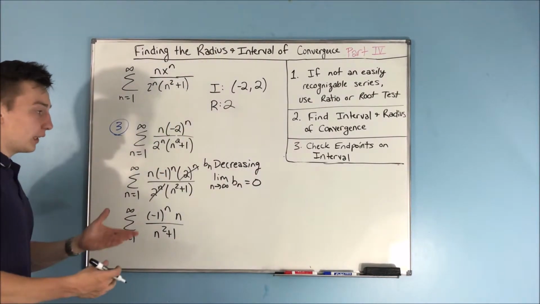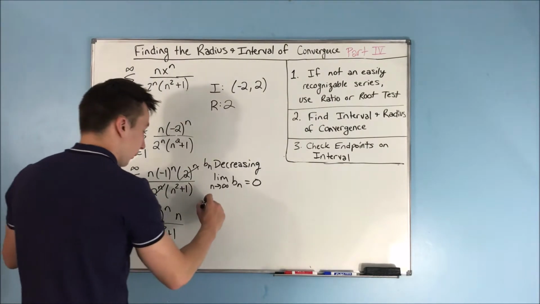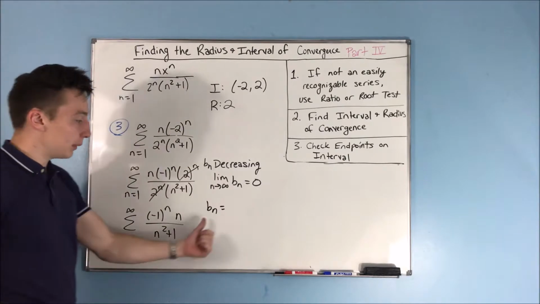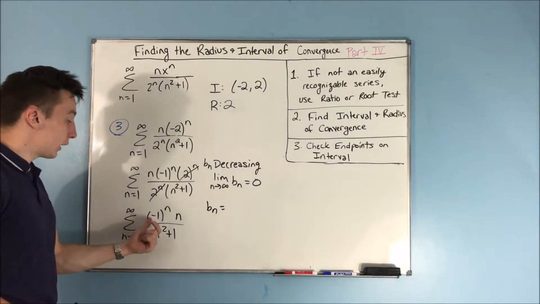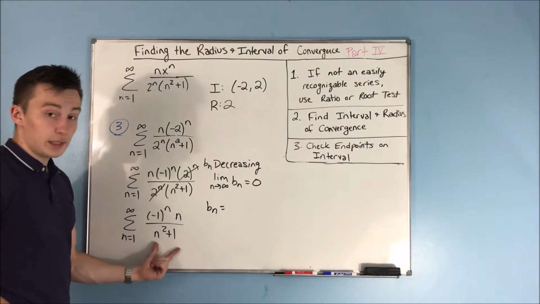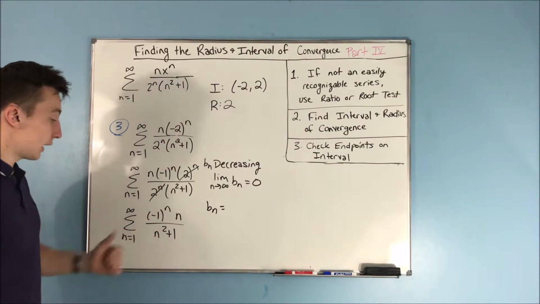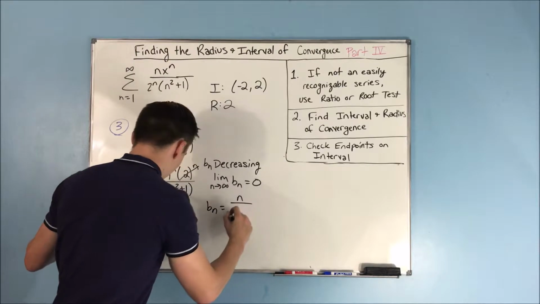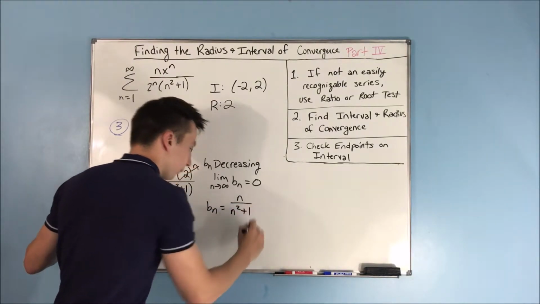Okay, first off, we need to identify what b sub n is actually going to be. This is our a sub n. To make a sub n into b sub n, we need to remove what is making the a sub n alternating, and that's the -1 to the n. So b sub n is going to be n over n squared plus 1.